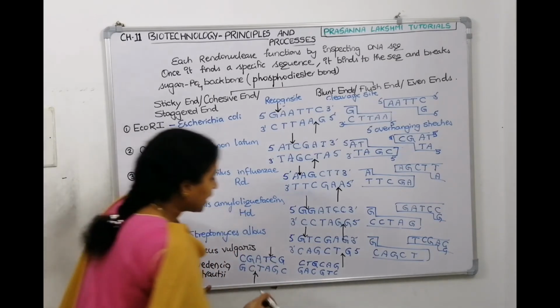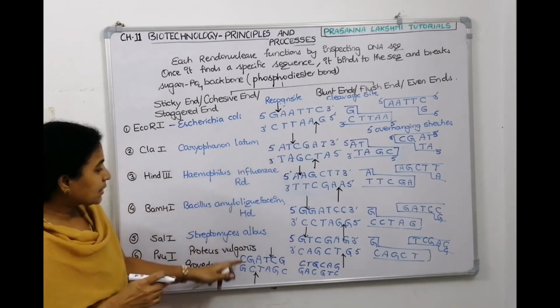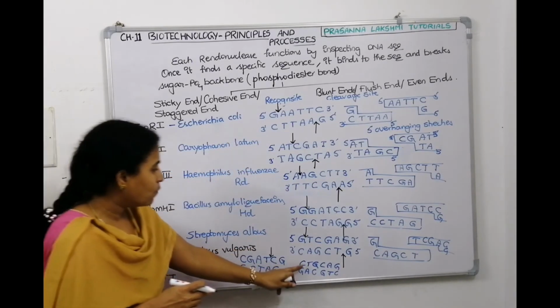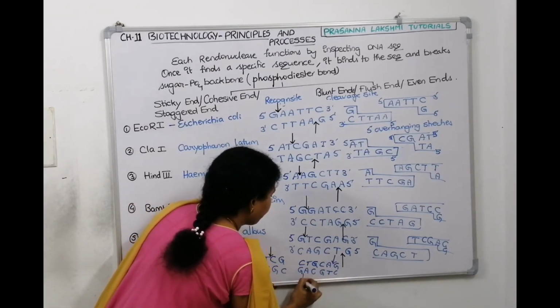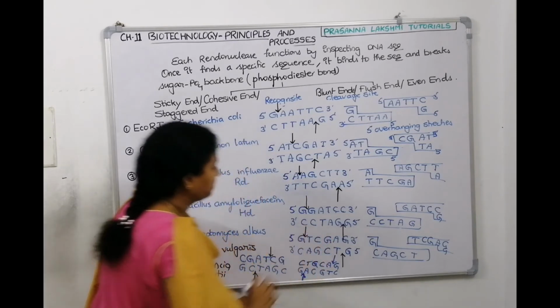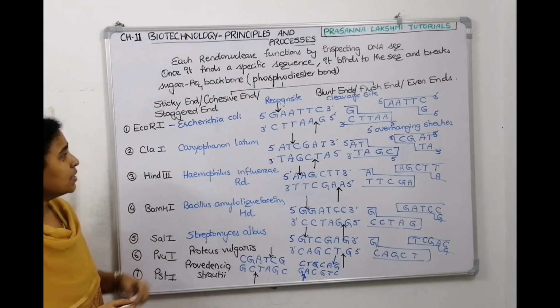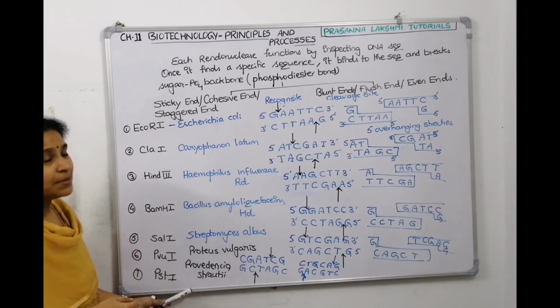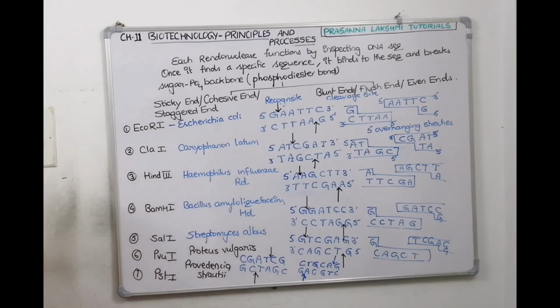And its cleavage site, this is cutting after 1, this is cutting after 2, this is cutting after 4, this will cut after 5. 1, 2, 3, 4, 5. It cuts here. It cuts here. So take a screenshot. All these 7 enzymes are making sticky ends or cohesive ends or staggered ends.